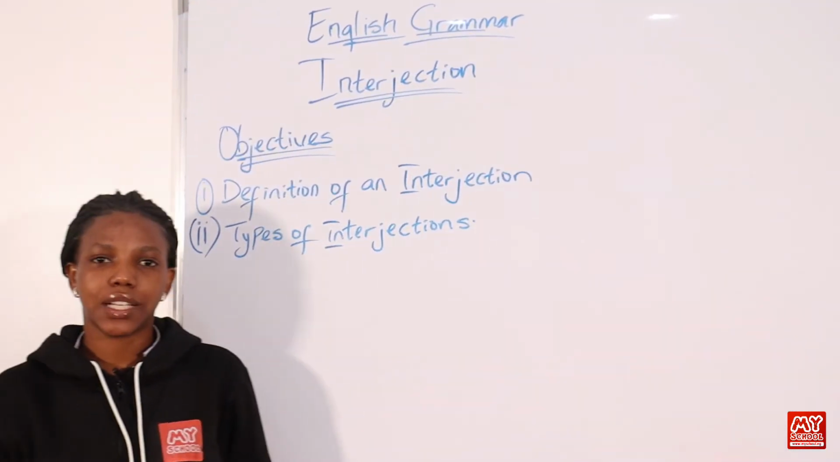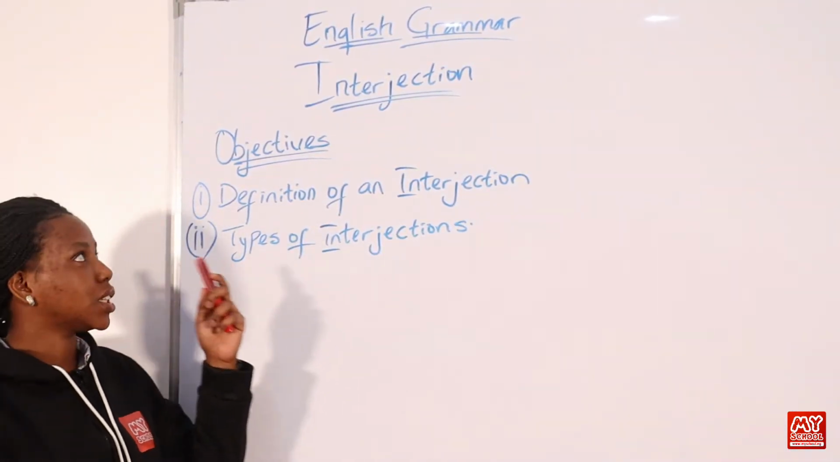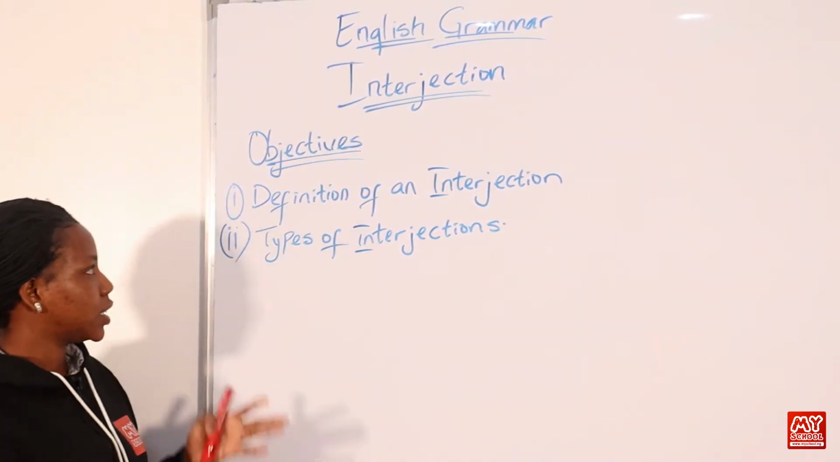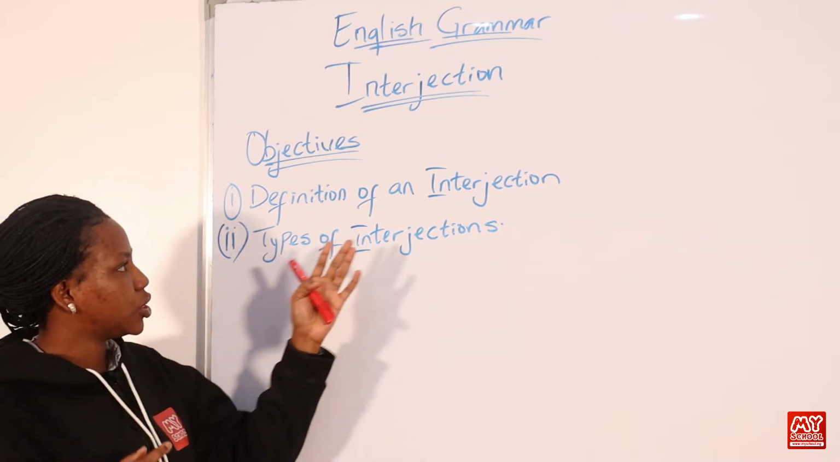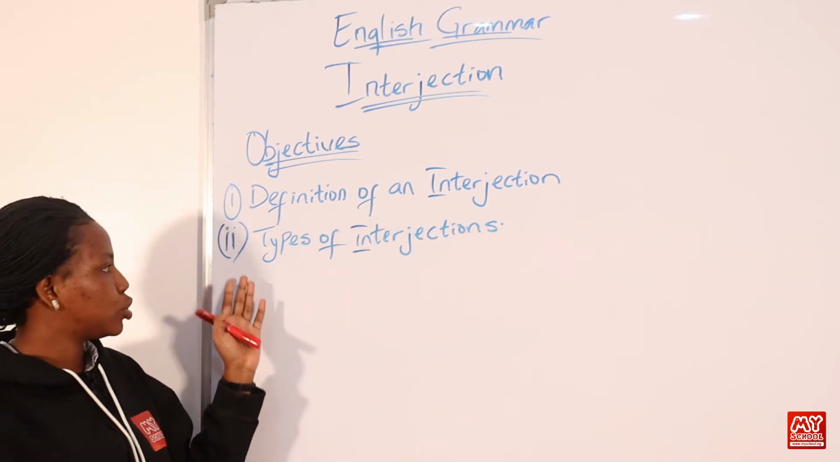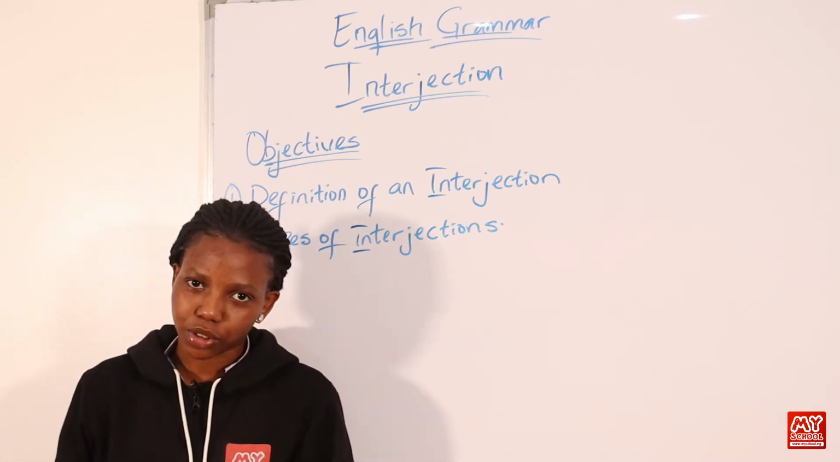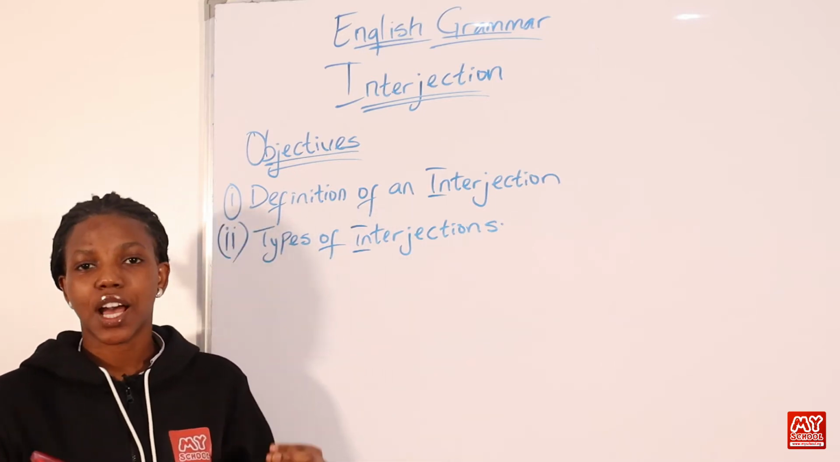Now let's begin with the lesson. Do not forget the topic is interjection. The lesson objective for today has been divided into two: number 1, definition of an interjection, and number 2, types of interjection. Now let's proceed with the first objective for today, which is the definition of an interjection.